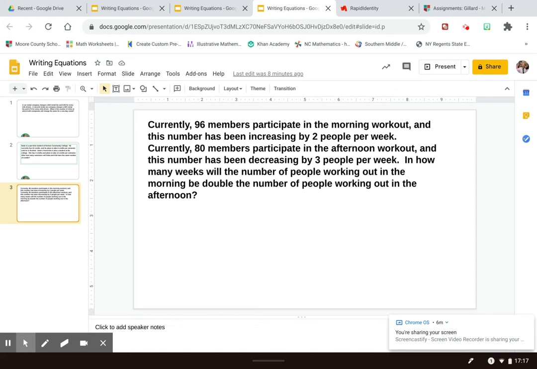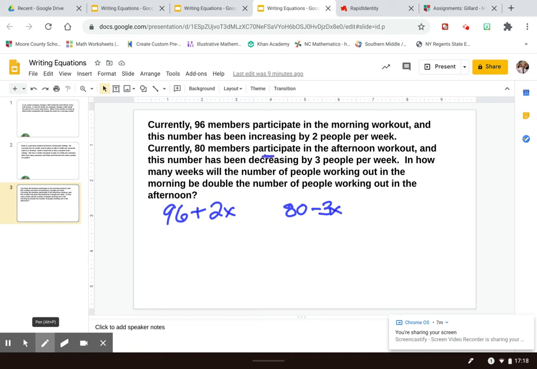which says, currently, 96 members participate in the morning workout, and this number has been increasing by 2 people per week. Okay, so I have 96. So there's 2 people per week, 2x. Currently, 80 members participate in the afternoon workout, and this number has been decreasing by 3 people per week. So here's 80 minus 3x, because decreasing means subtraction.